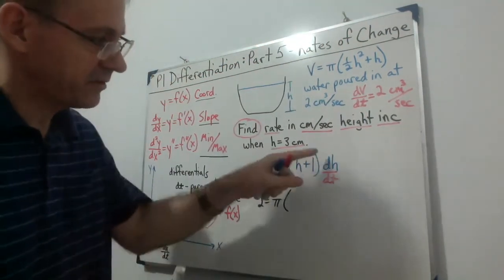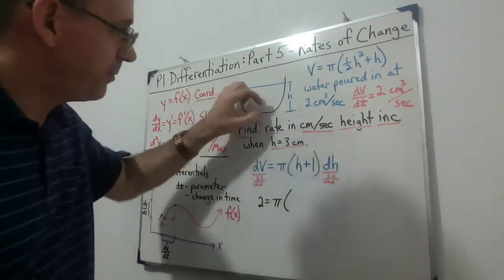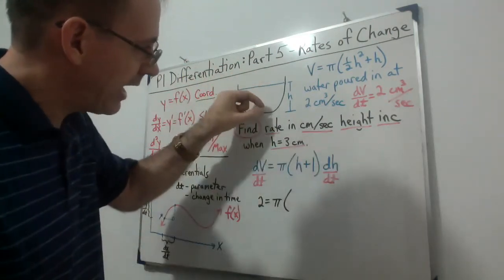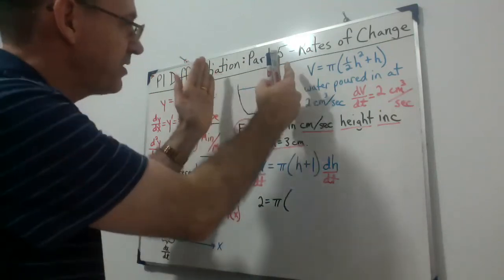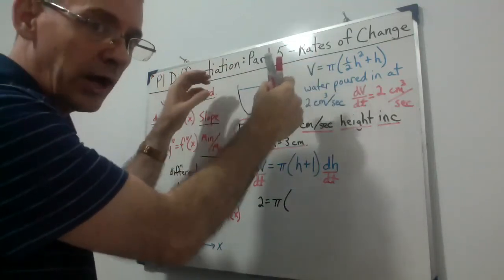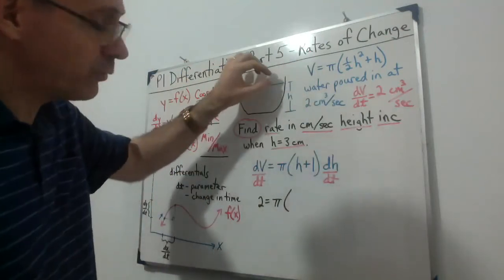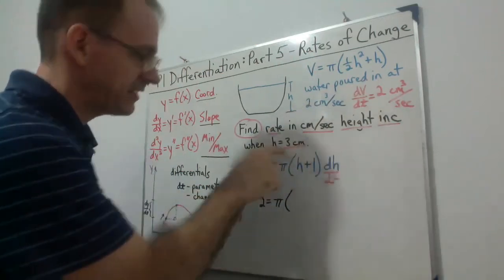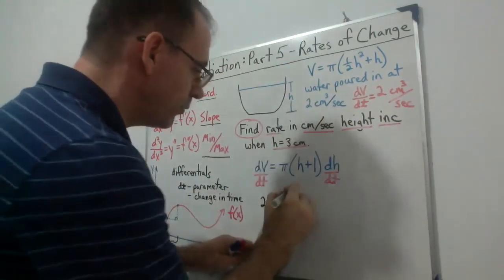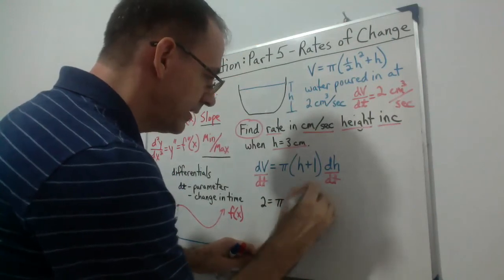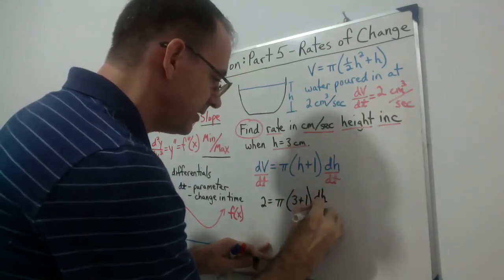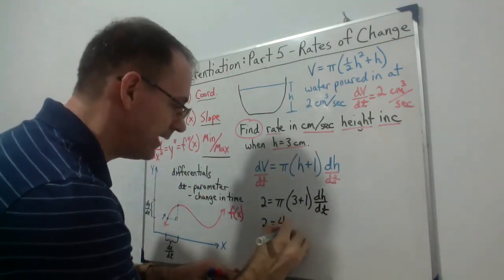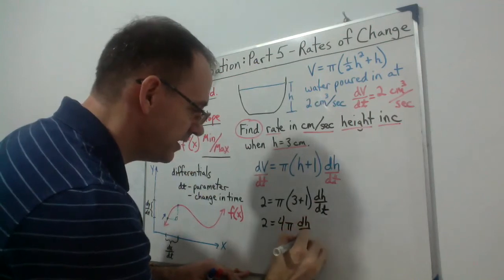and remember I said that our change in height depends on where we're at. At the bottom, where it's narrower, the height is going to increase more quickly. At the top, where it's wider and it takes more water to fill that space, the height will decrease more slowly. So where we're looking at is where our height equals 3. So we want 3 plus 1, and then our dh dt. So this is 2 equals 4 pi dh dt.